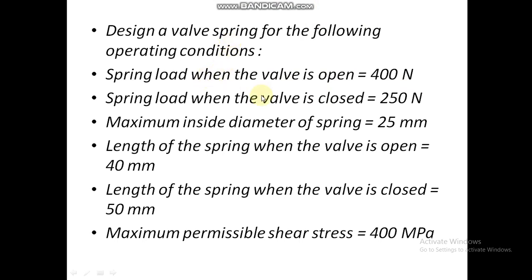Spring load when the valve is open, 400 Newton. Spring load when the valve is closed, 250 Newton. So actually it is a valve, and it is open when the load is 400 Newton and closed when the load is 250 Newton.